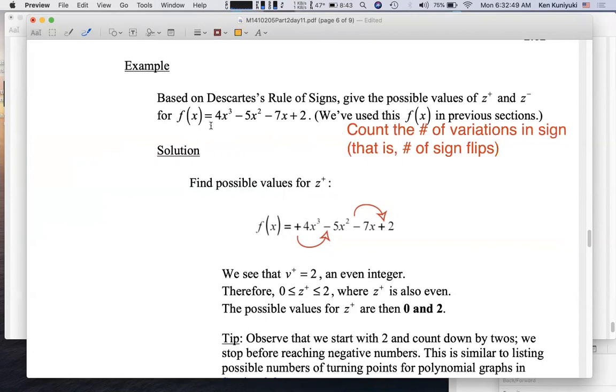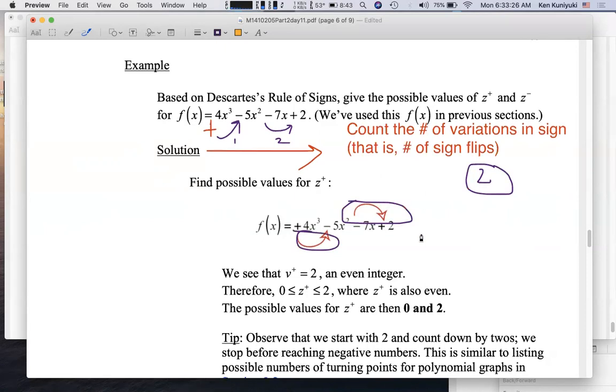It may be helpful to put a positive sign in front of the 4 because 4 means positive 4. How many sign flips do we have as we read this from left to right? From positive to negative, that's a sign flip or a variation in sign. That's why I put the positive sign in front here. We do not have a sign flip here. We do have a sign flip here from negative to positive. So we have 1, 2 variations in sign. So what does that mean?